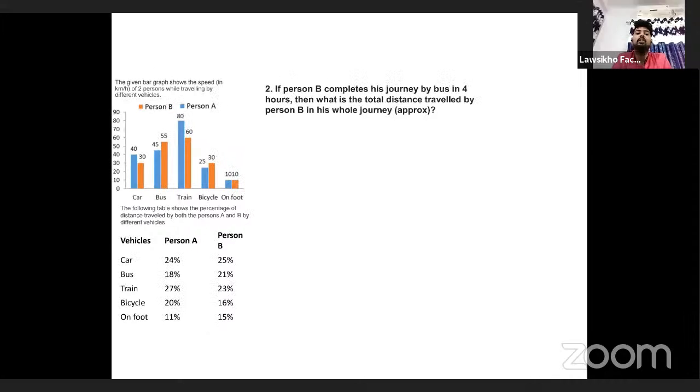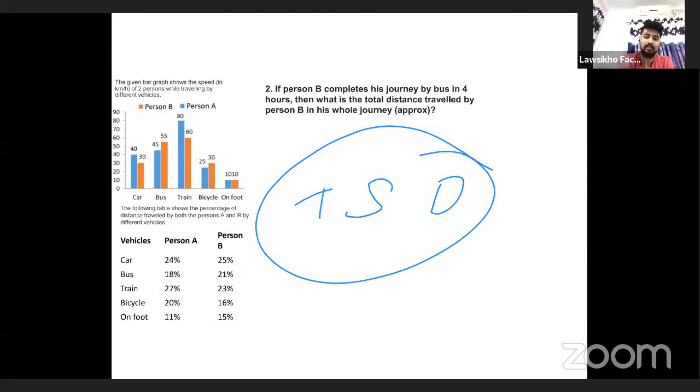अब इसका बताओ. If person B completes his journey by bus in 4 hours, then what is the total distance traveled by person B in his whole journey? बताओ. देखो इसमें there are three components in any time speed distance question, which is first time, second speed and third distance. ठीक है? अब before attempting any of the particular questions, what you need to do is see what all components are provided here. ठीक है?